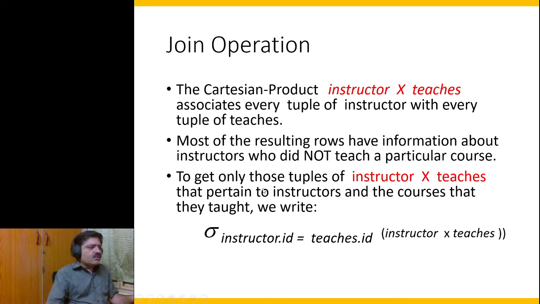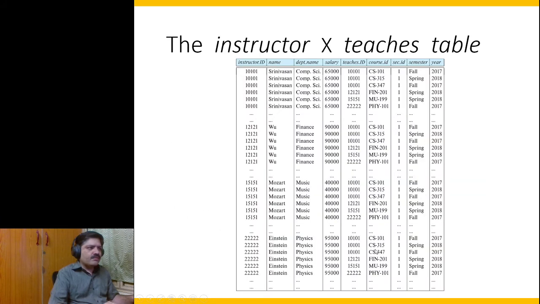So to get those specific tuples that we are interested in from the instructor cross teachers or the join operation, we often use some kind of filter such as this. In this case, I filter only those tuples where the instructor ID and teacher's ID are equal. So let's go back here. Of course, I join this tuple with several tuples from the teacher's selection.